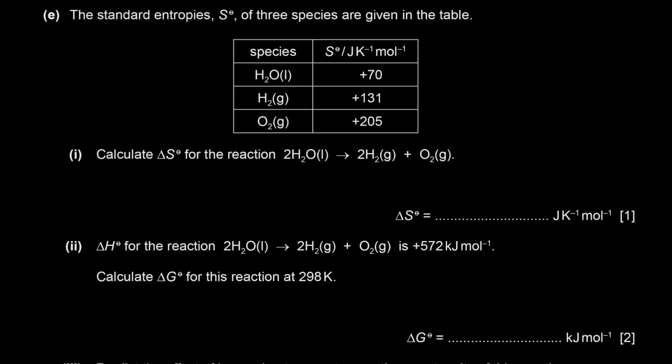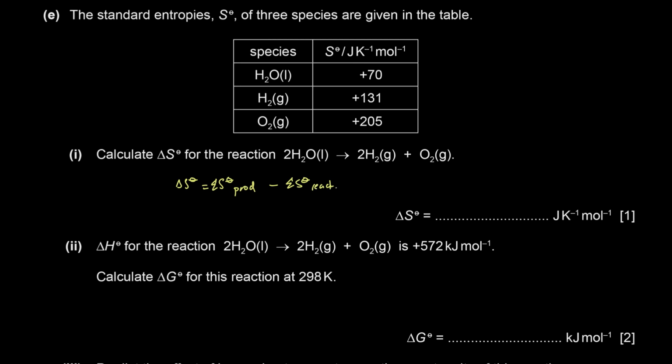Part E of the question says, the standard entropies of the three species are given in the table. Calculate the standard entropy change for the reaction 2H2O forming 2H2 plus O2 gas. In other words, calculate the standard entropy change for the electrolysis of water. We know that the standard entropy change for a reaction is equal to the standard entropy of all the products, minus the standard entropies of all the reactants.